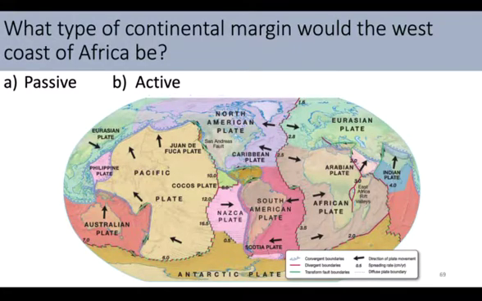If you chose passive, you are correct. So let's look at the west coast of Africa here. So here we have continent, here we have ocean, here's the Atlantic. However, we see that this is all the African plate. So it's all the same plate. So we are looking at a continental margin where continent turns into ocean, but there's no boundary there. Nothing much going on, so it would be a passive boundary.